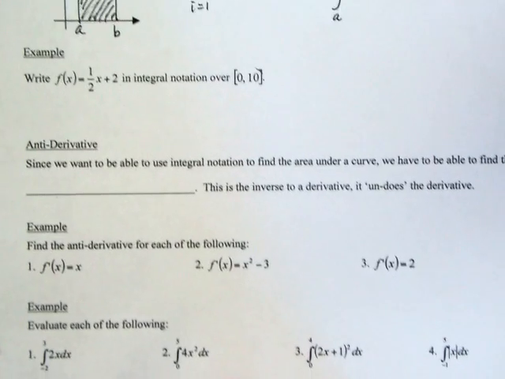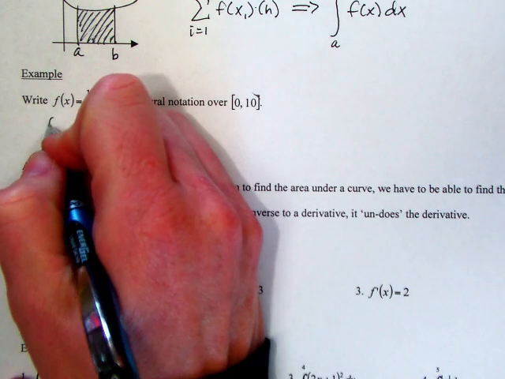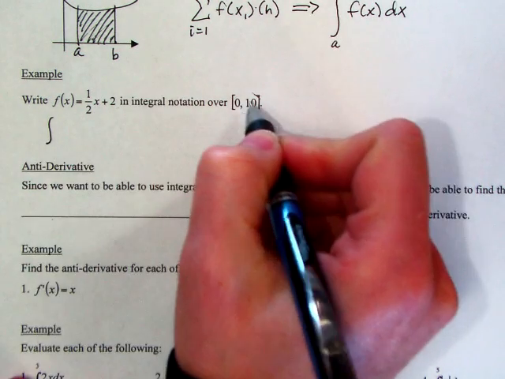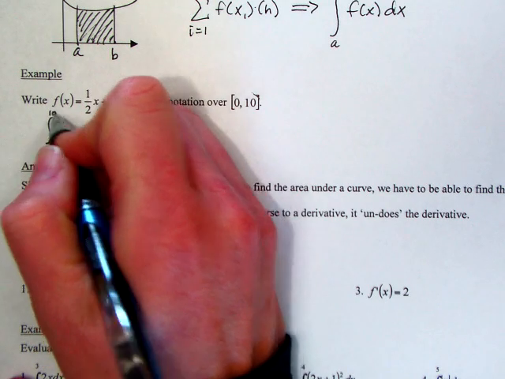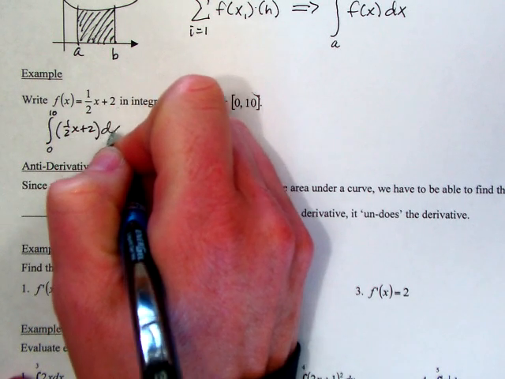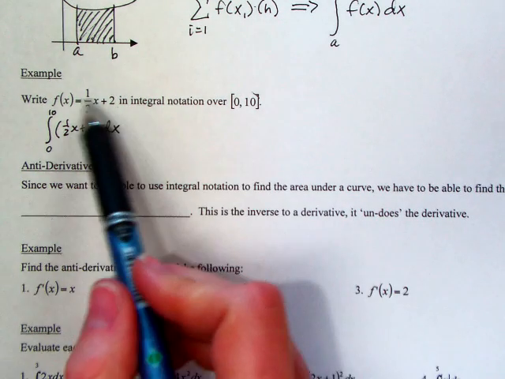Our first example is using that 1/2 x plus 2. And so to write that in integral notation, we are literally just going to write our stretched out S there. 0 to 10, so 0 goes on the bottom, 10's on top. The function is 1/2 x plus 2, and then you just throw a dx on there. So that is how you write in integral notation. Again, just putting the 0 and 10, and then your function goes in front.